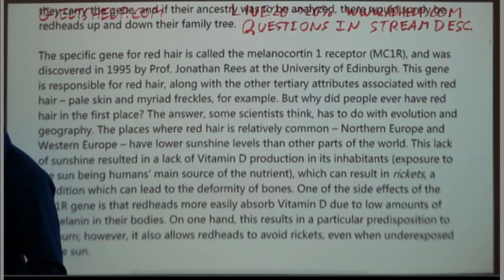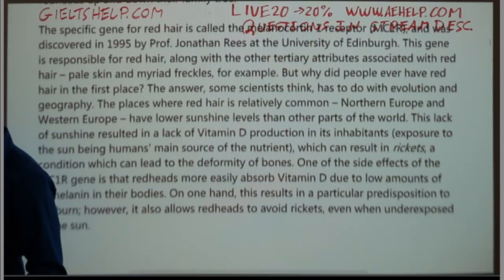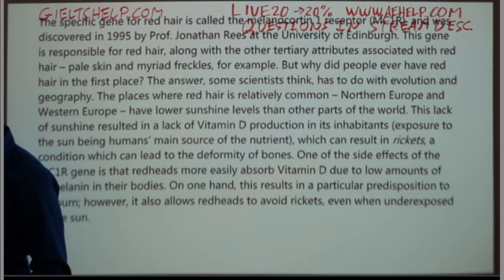The specific gene for red hair is called the melanocortin-1 receptor, MC1R, and was discovered in 1995 by Professor Jonathan Rees at the University of Edinburgh. This gene is responsible for red hair, along with the other tertiary attributes associated with red hair, pale skin and myriad freckles, for example. But why did people ever have red hair in the first place?